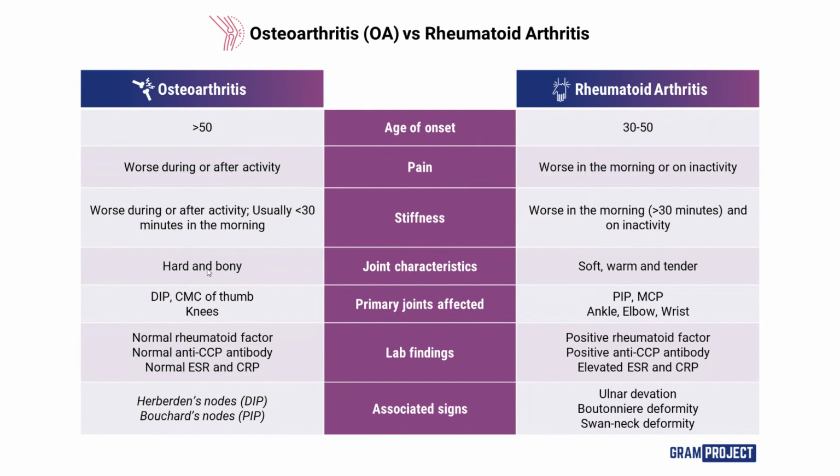And again, just building on from that point, jumping into the Heberden's nodes and Bouchard's nodes. The Heberden's, like we discussed, is the distal one, and Bouchard's is proximal. Here you get your Boutonniere's, swan neck, and ulnar deviation. And then lab findings here: normal rheumatoid factor, normal anti-CCP, and normal inflammatory markers, whereas here everything will be positive or raised.